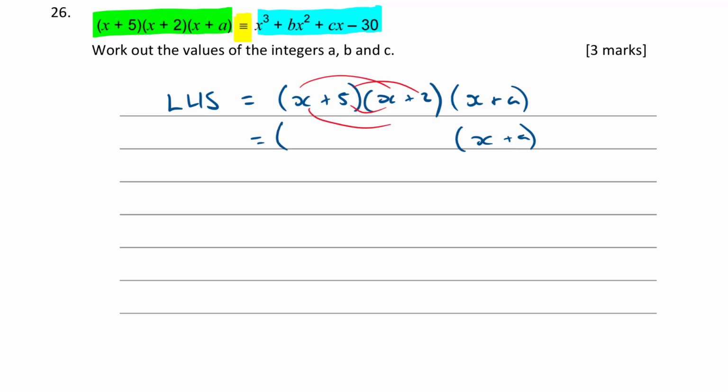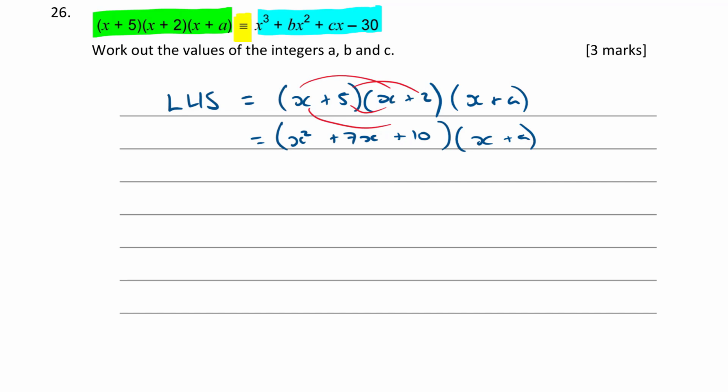And then we're going to work out what this bit is when I multiply out the brackets. So I'm going to get x squared, x times x. I'm going to get 5x and 2x, which is 7x. And I'm going to get 5 times 2, which is 10. Okay, so I'm going to get x squared plus 7x plus 10. So I've multiplied out those first 2 brackets. Now I need to multiply out these 2 brackets.